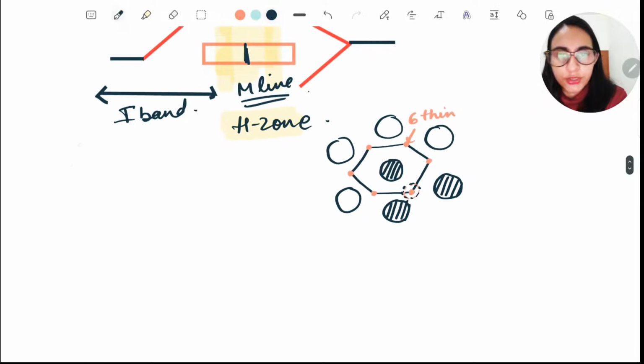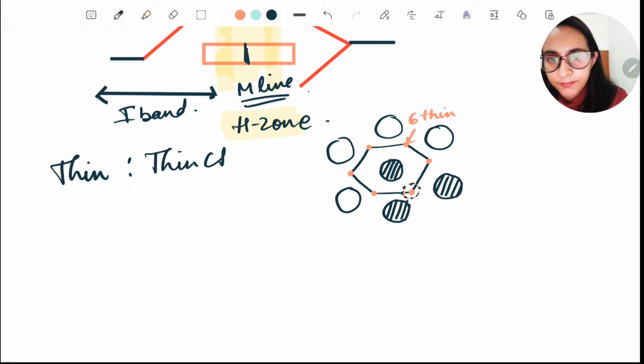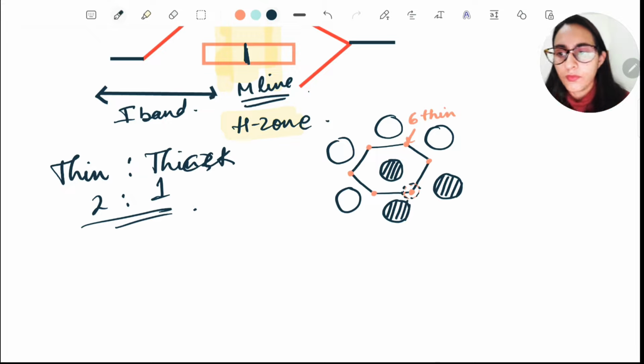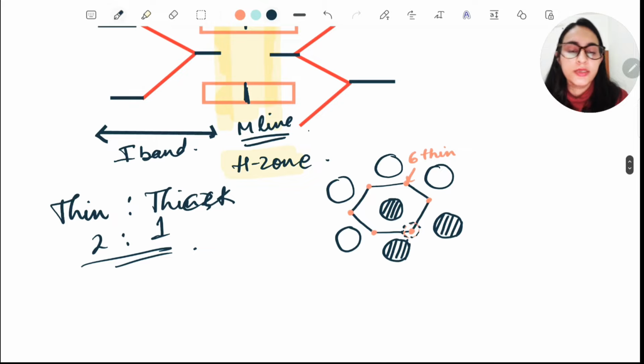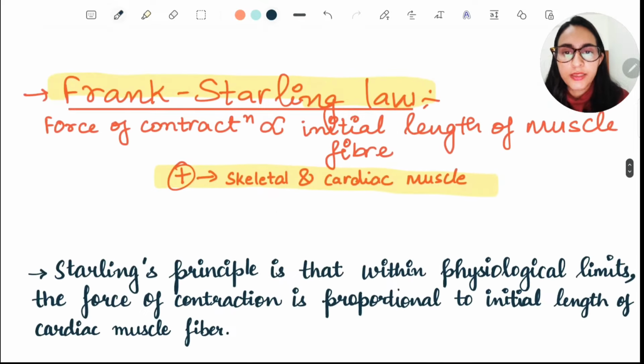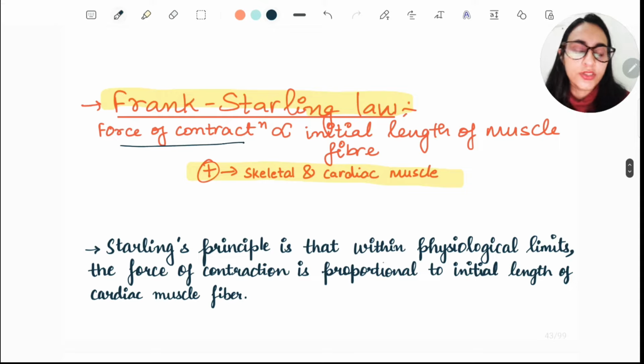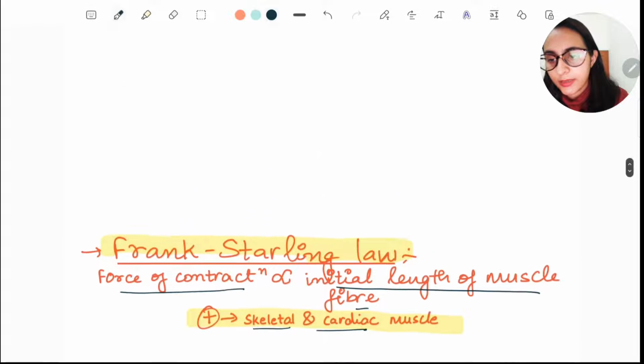So the thin to thick filament ratio is 2:1. Now there is a law known as Starling's law, which states that the force of contraction is directly proportional to the initial length of the muscle fiber. If the muscle is longer, the force of contraction is going to be greater, and this Starling's law is applicable for skeletal as well as cardiac muscle.